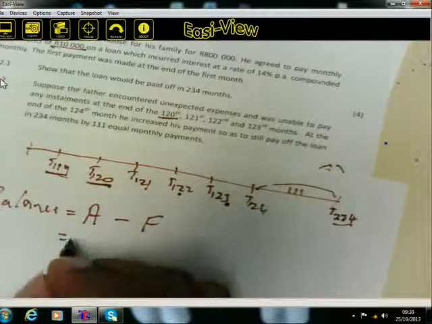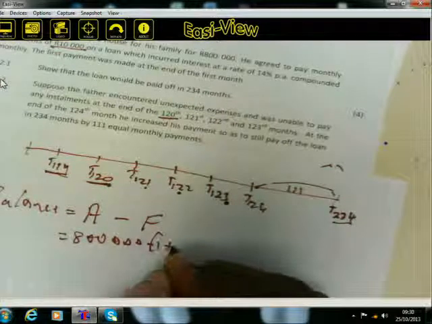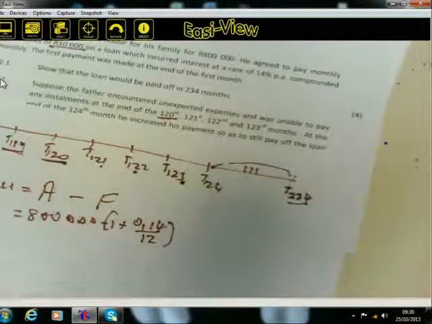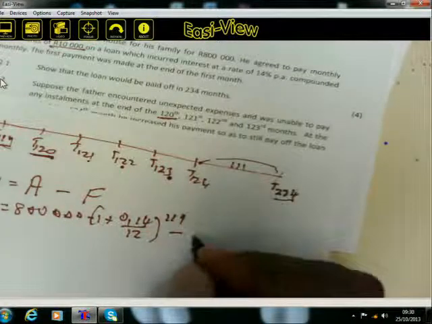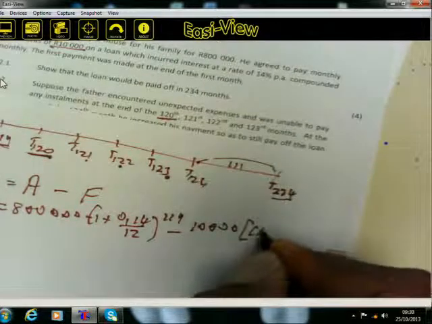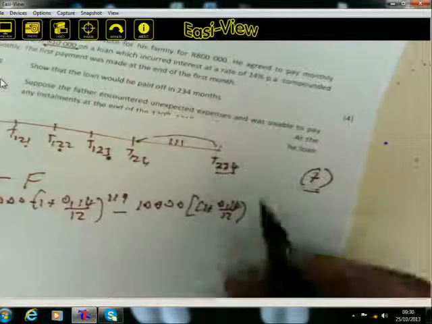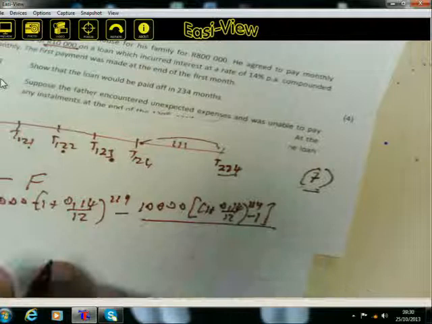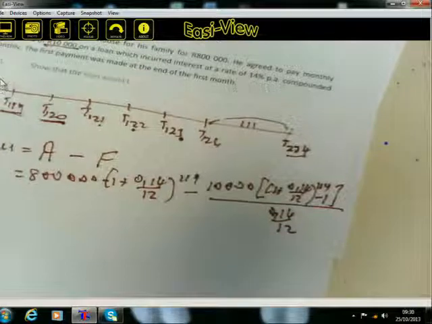Right. Now, the compound here is going to have 800,000 into 1 plus, what is the interest? 0.14 divided by 12 to the exponent of what? The last payment was at what? T119. Minus, what is the future there? The monthly payment is 10,000. And then, of course, 1 plus 0.14 divided by 12 to the exponent of what? To the exponent of 119 minus 1. Then we divide this by what? We divide this by 0.14 over 12. Thank you very much.